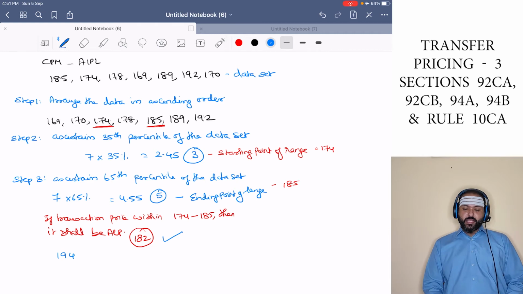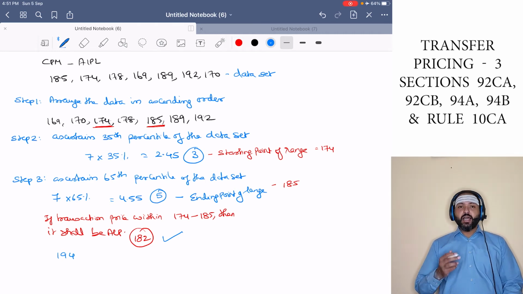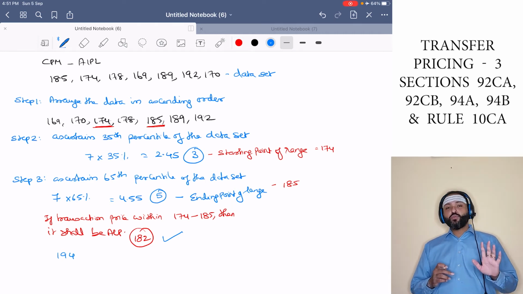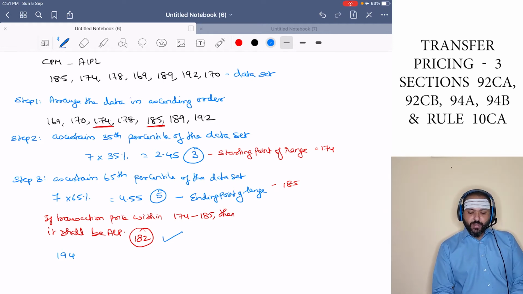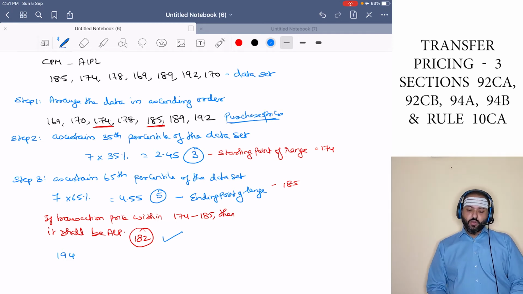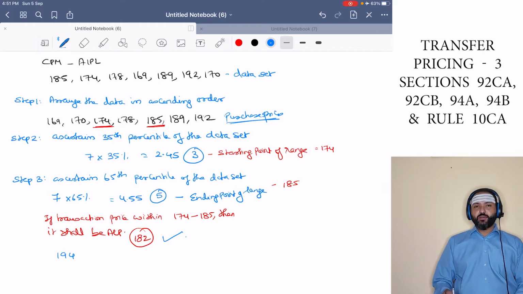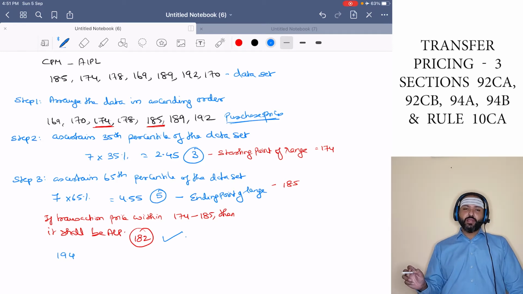The purchase price is 194. I have claimed it as 194. Now we need to find out what is the arm's length price, correct? So these are all purchase prices, purchase prices of the comparable companies. Case 1, my purchase price is 182. It is within the arm's length price bandwidth, so my transaction price will be the arm's length price.